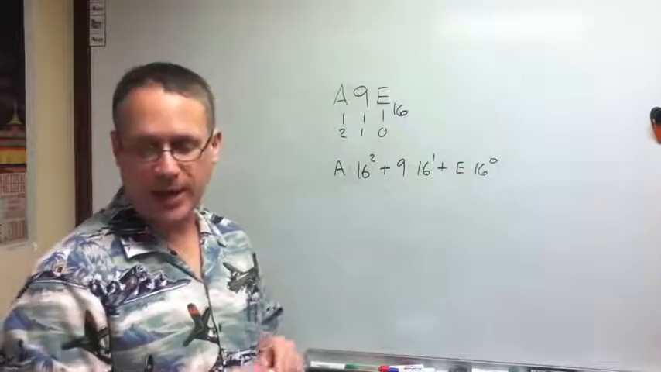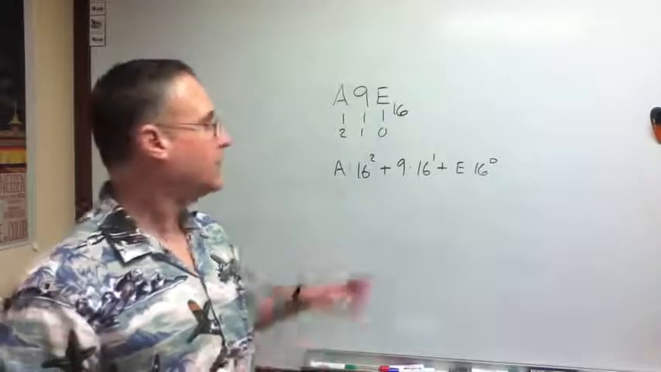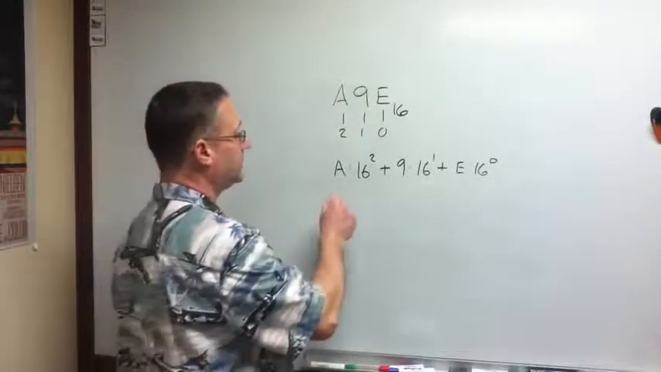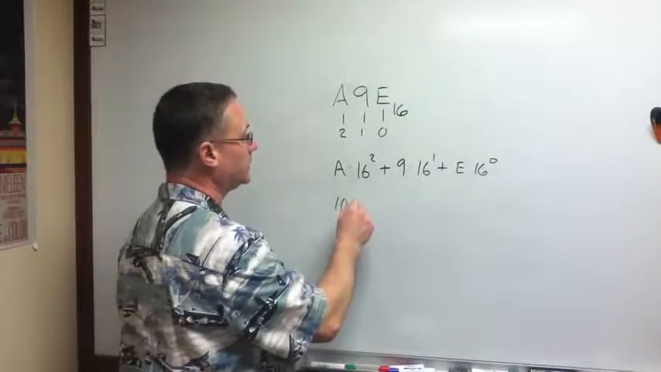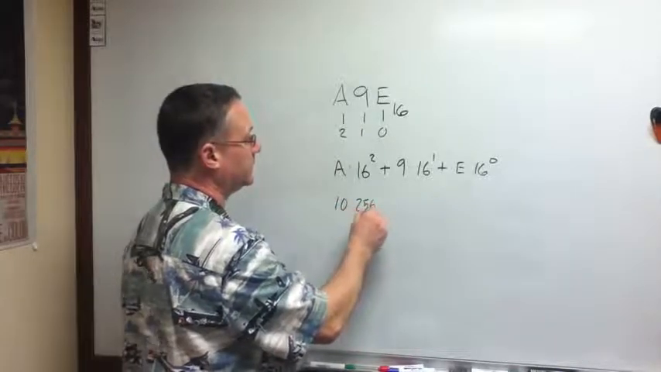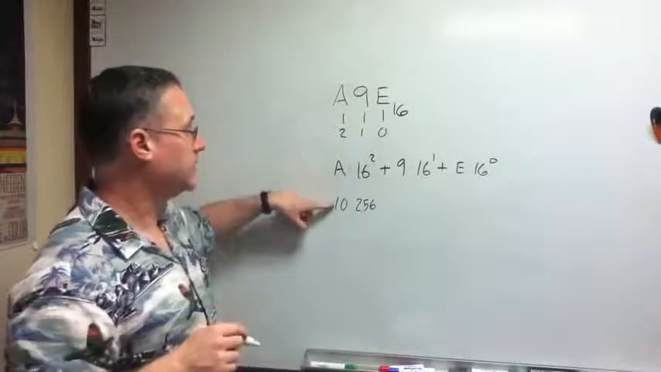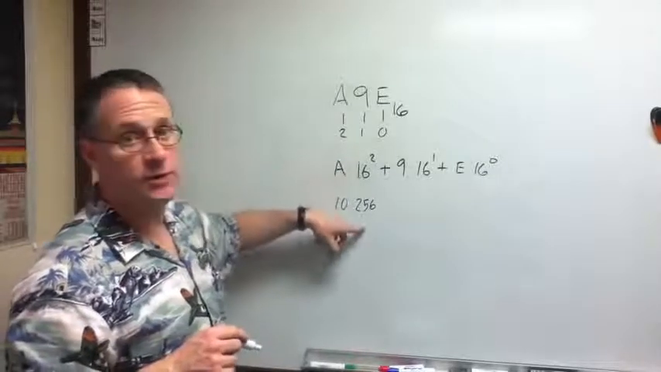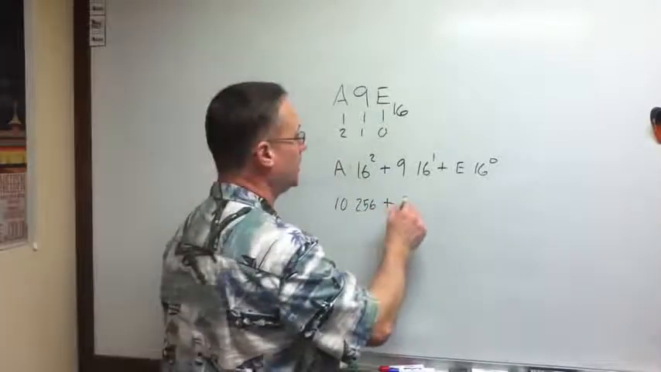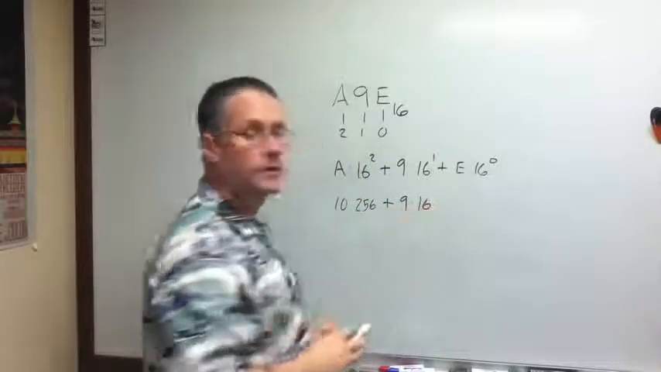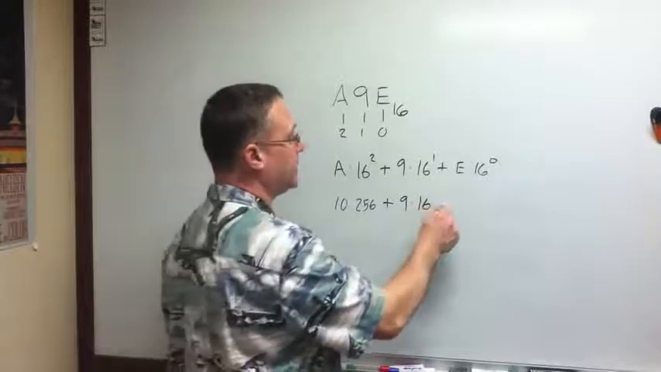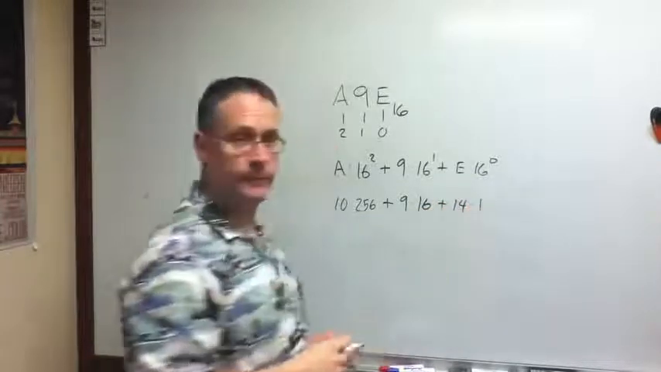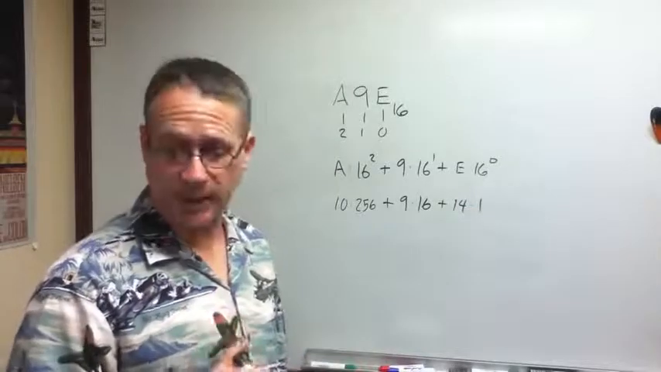Alright, remember that we had different values for these. These represent different numbers. So this is 10 times 256. So the 10 is the decimal equivalent of this hex digit. 16 squared is 256. Plus 9 times 16. That's pretty self-explanatory. And then this one is 14 times 1, because E represented 14.